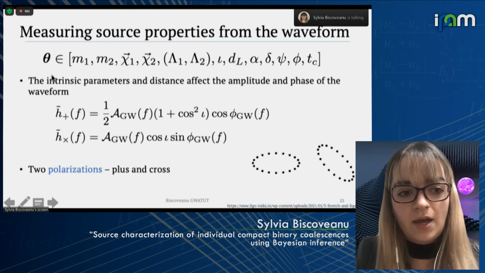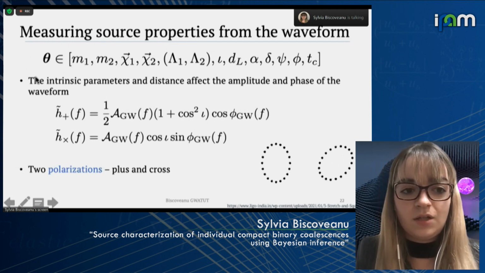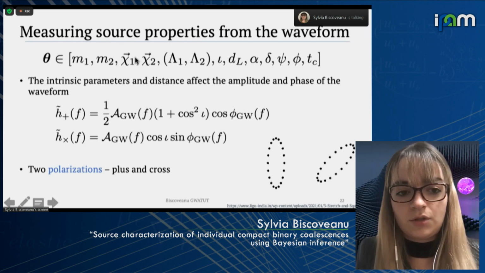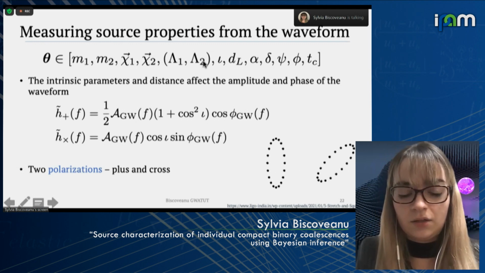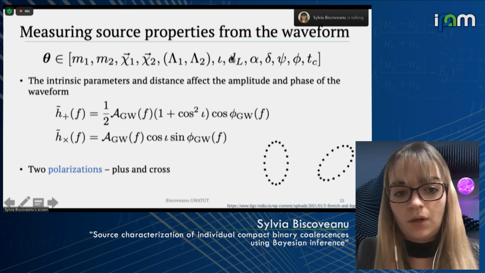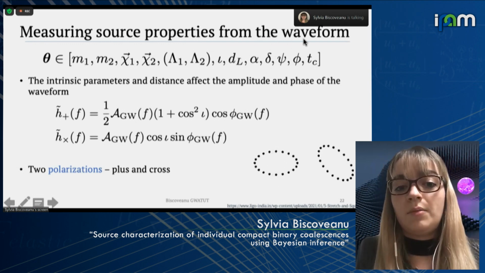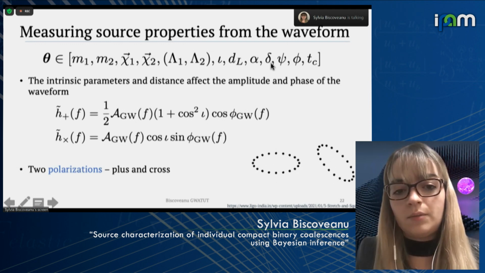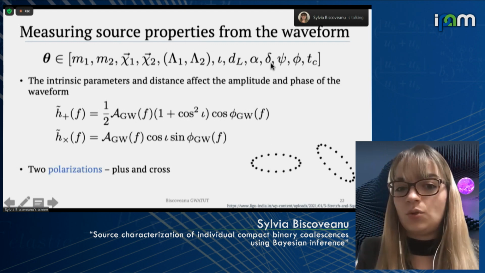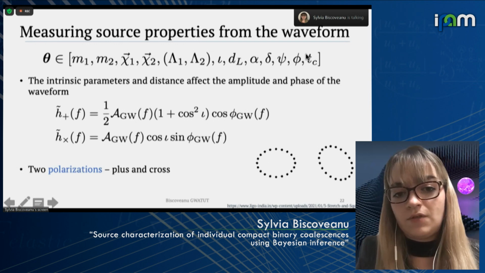So again, if I write out the vector of binary parameters theta that we've seen so far, this includes the two masses, the 6-dimensional spins, potentially the tidal deformabilities, which are called lambda if there's a neutron star in the binary, and then the inclination, the distance, the right ascension, the declination, the polarization angle, which basically just determines the relative orientation of the source with respect to the detector, and then the reference phase and time.